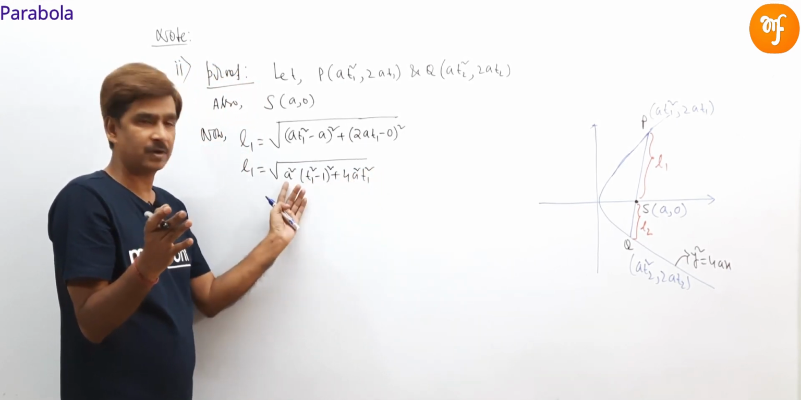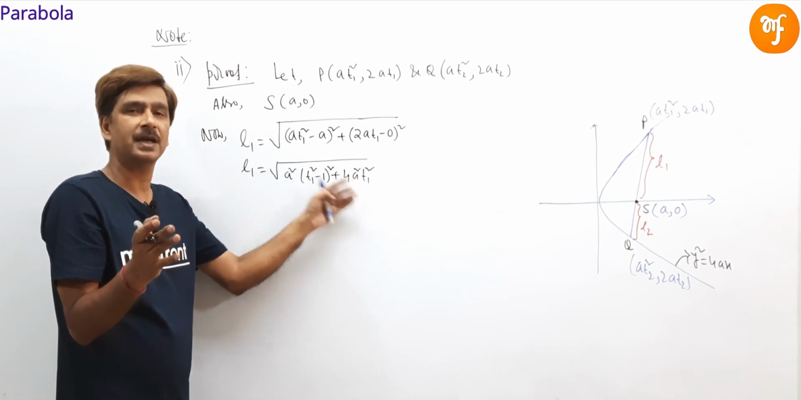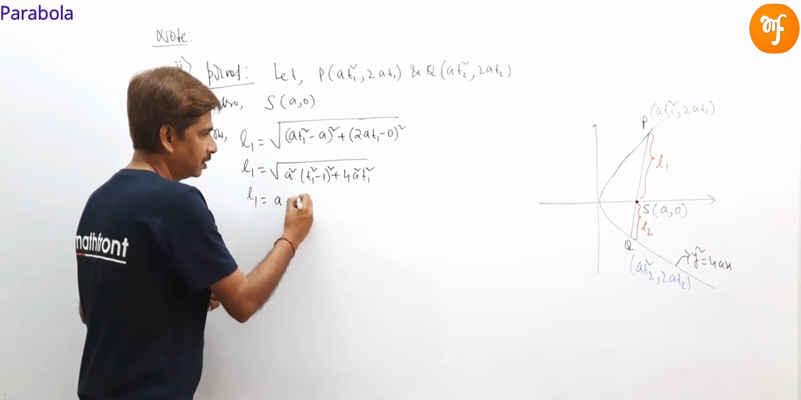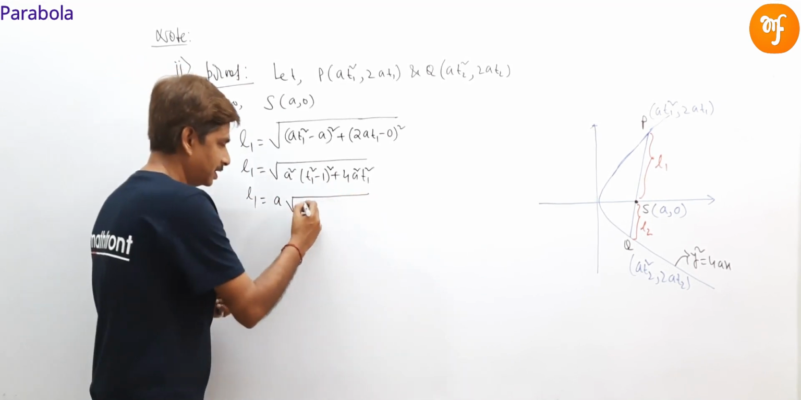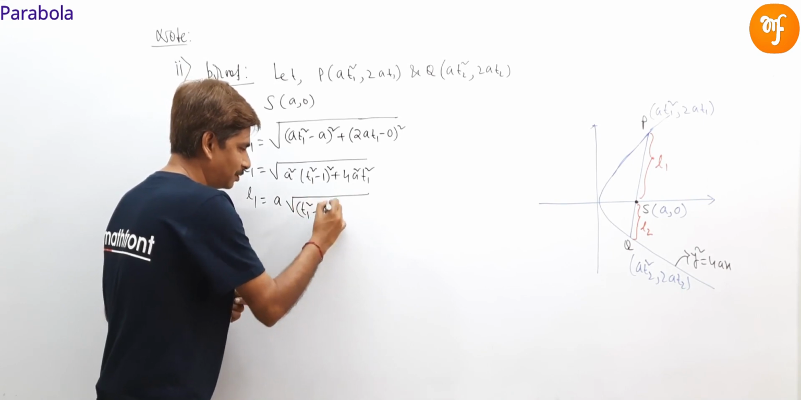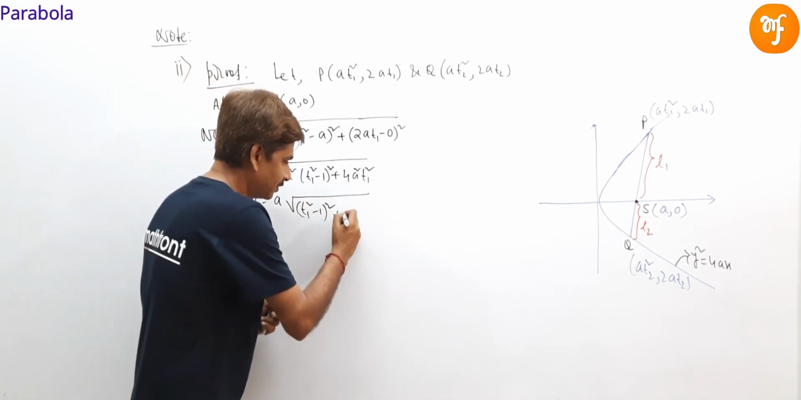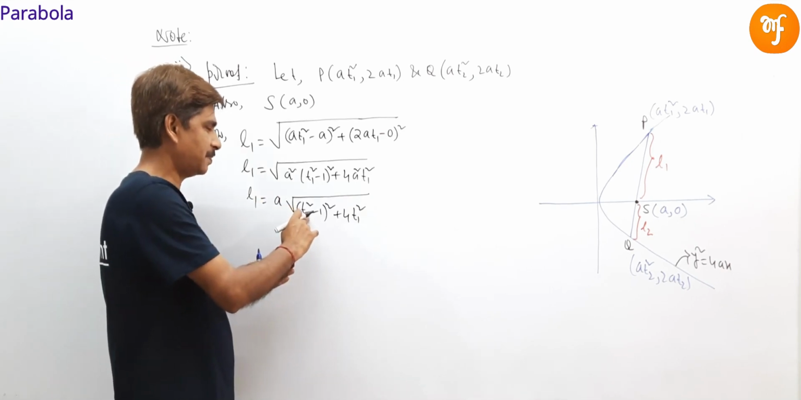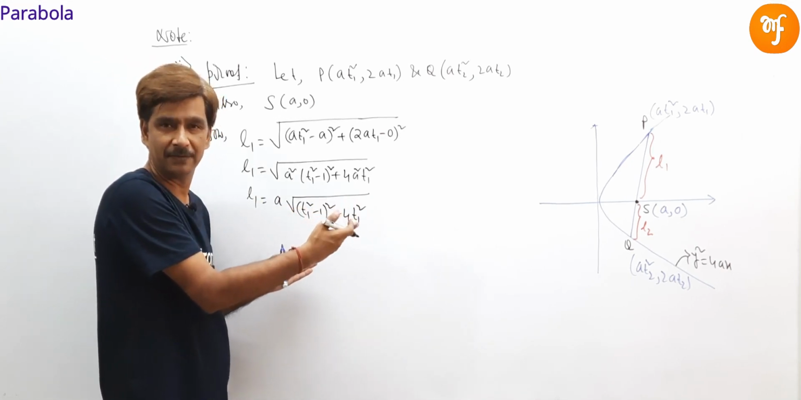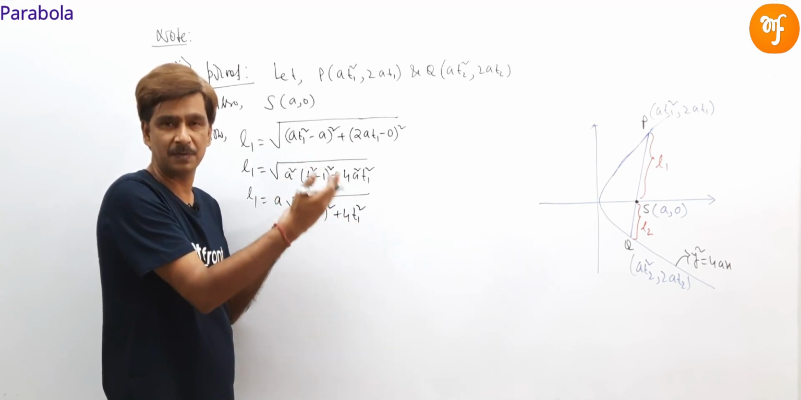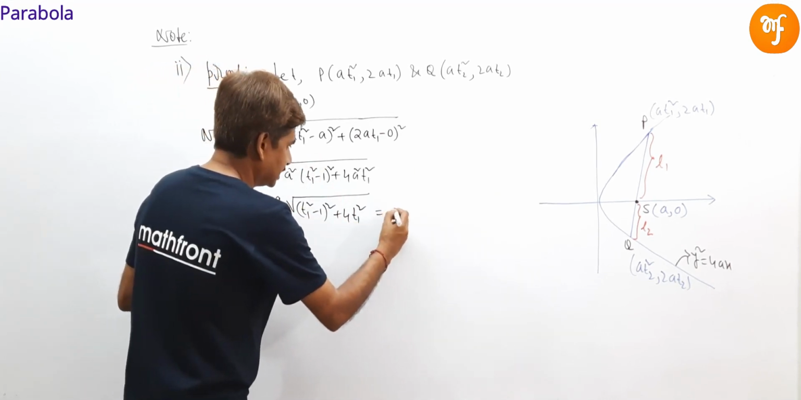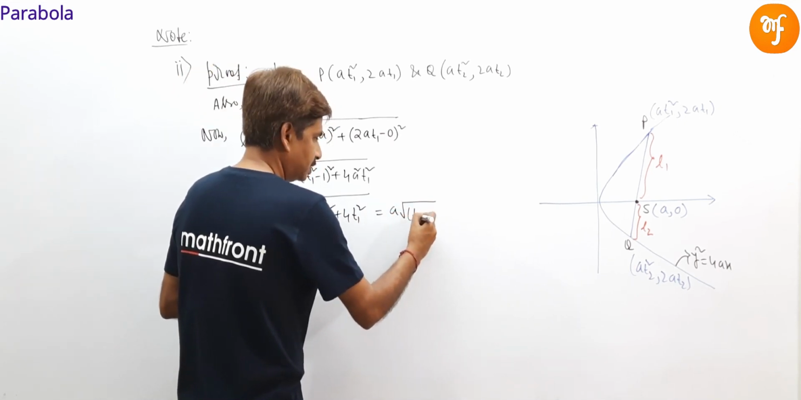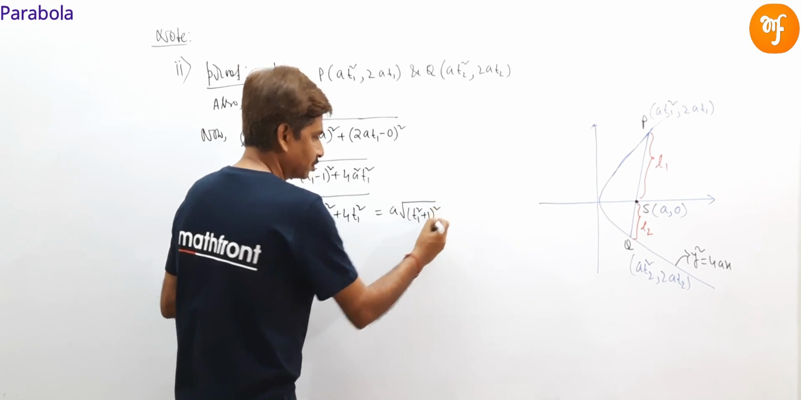Now taking common a square from both of the parts and making it outside. So what is the value of L1? It is a into square root of (t1 square minus 1) whole square plus 4 t1 square. Okay, now this is (a minus b) whole square plus 4ab type, so that can be written as (a plus b) whole square. So this portion can be written as a into square root of (t1 square plus 1) whole square.